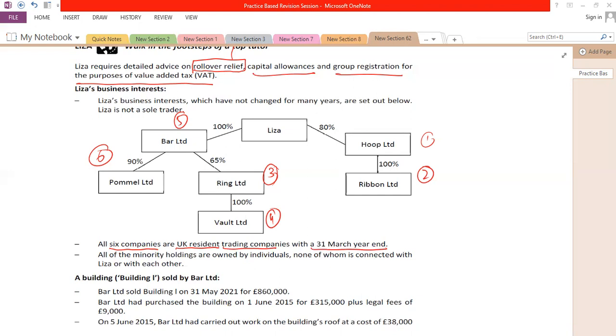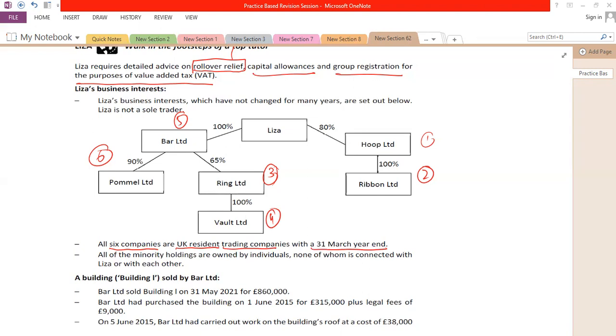Similarly, the rollover relief can be used with one company selling the asset in the group and other companies buying the asset, but the qualifying asset must be within the qualifying condition limit. Rollover is only available if you're using that asset for trade purposes. If you're using it for non-trade purposes, then part of the rollover will not be achieved.